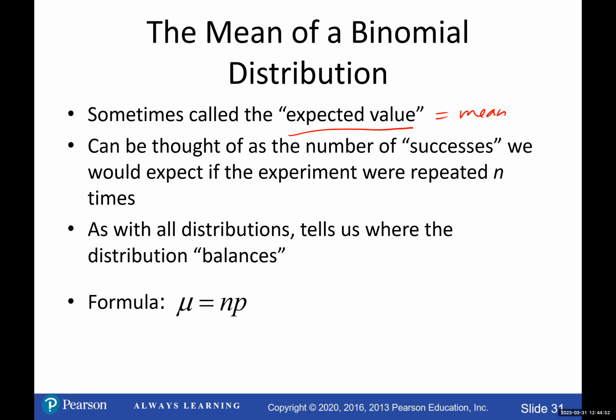And the mean of a distribution tells us where the distribution balances. So the formula we use for the mean will be equal to n, the number of trials, multiplied by the probability of success.